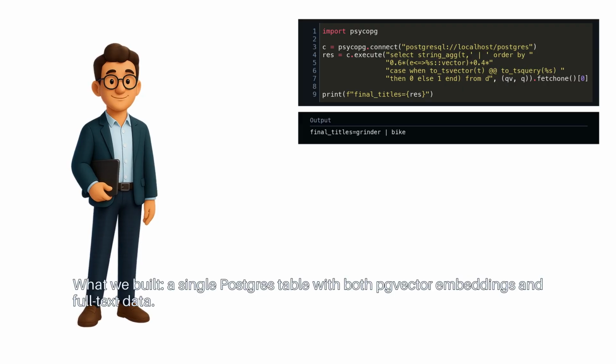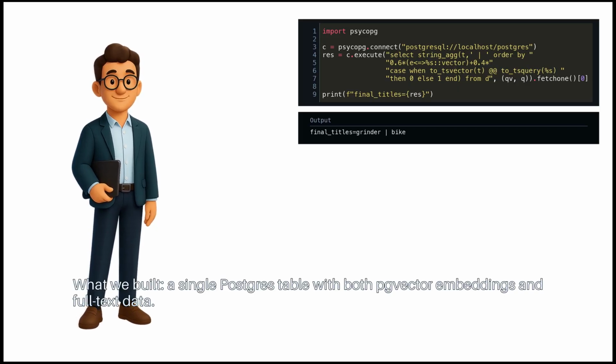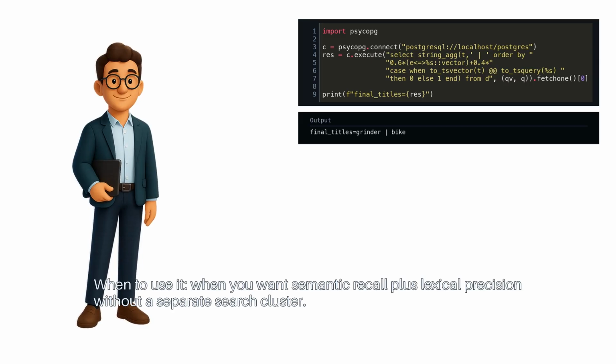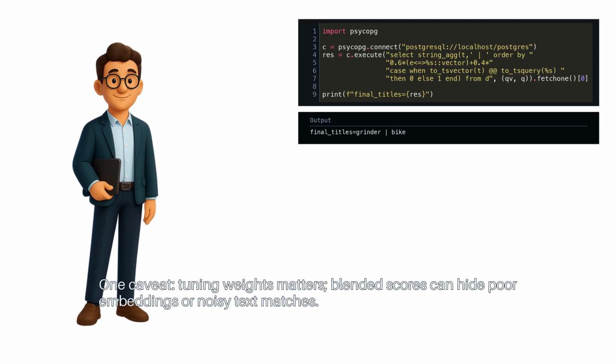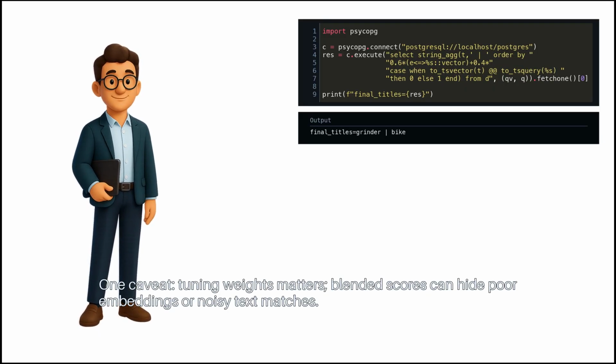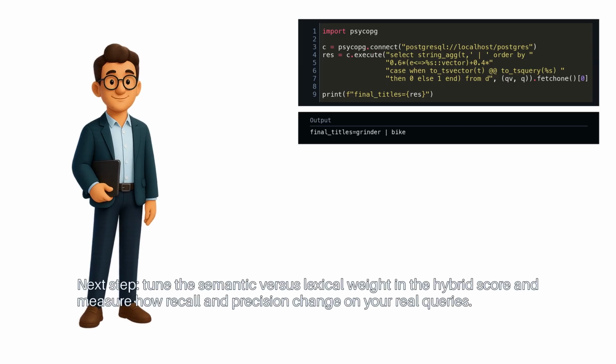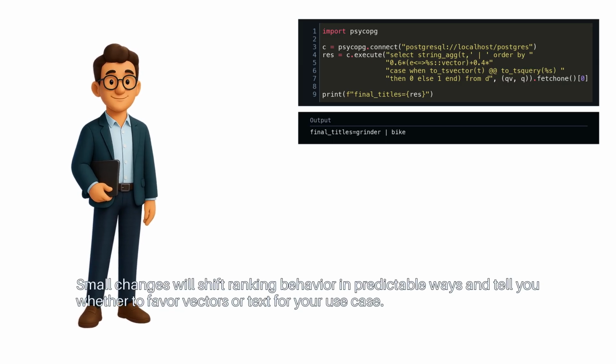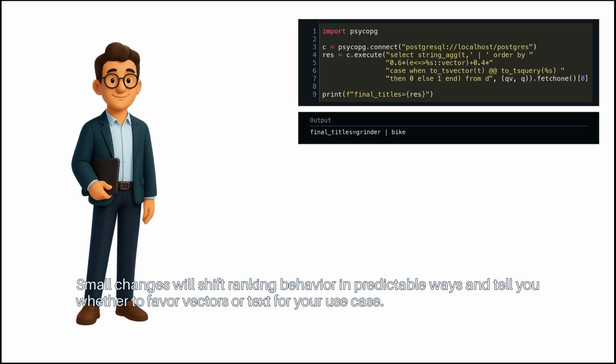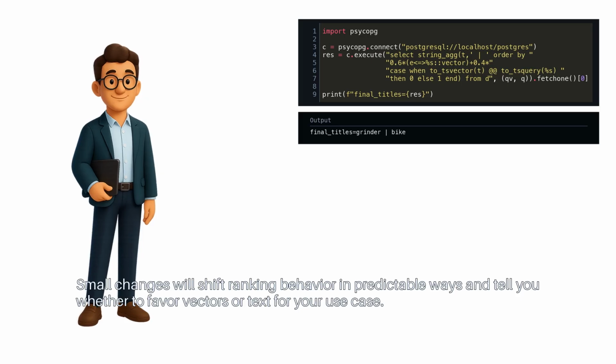Recap what we built: a single Postgres table with both pgvector embeddings and full text data. When to use it: when you want semantic recall plus lexical precision without a separate search cluster. One caveat: tuning weights matters. Blended scores can hide poor embeddings or noisy text matches. Next step: tune the semantic versus lexical weight in the hybrid score and measure how recall and precision change on your real queries. Small changes will shift ranking behavior in predictable ways and tell you whether to favor vectors or text for your use case.